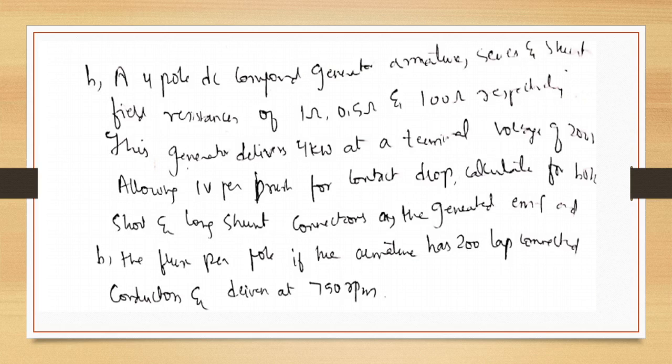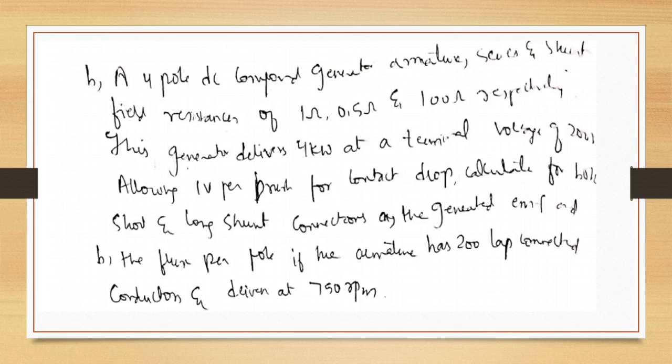A 4-pole DC compound generator has armature, series and shunt field resistances of 1 ohm, 0.5 ohms and 100 ohms respectively. This generator delivers 4 kilowatt at a terminal voltage of 200 volts, allowing 1 volt per brush for contact drop. Calculate for both short and long shunt connections: A bit, the generated EMF, and B bit, the flux per pole, if the armature has 200 lap connected conductors and is driven at 750 rpm.